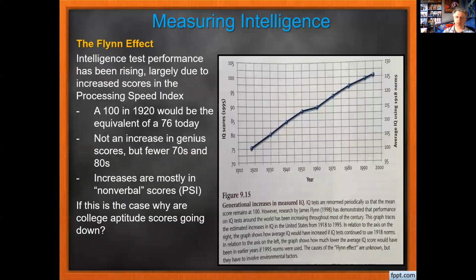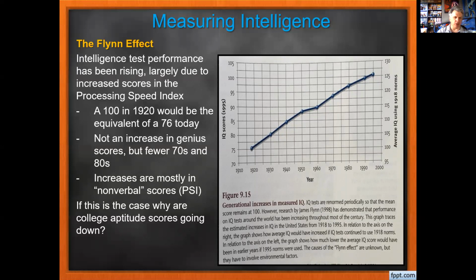The Flynn effect, as we talked about before, means people are becoming smarter than they've ever been before. And this is largely due to processing speed. If you take a look at somebody's IQ in 1920 compared to today, there's a difference. Let's say somebody with 100 IQ back in 1920 would be the equivalent of a 75 today, because again, the processing speed isn't as quick and everything else.